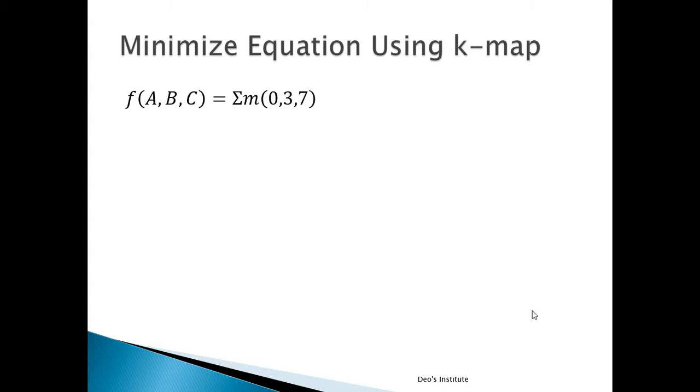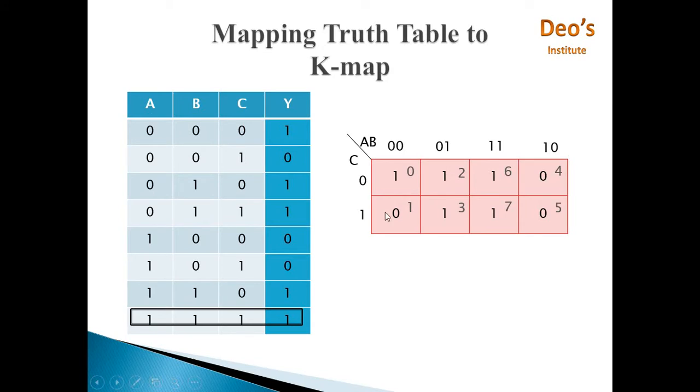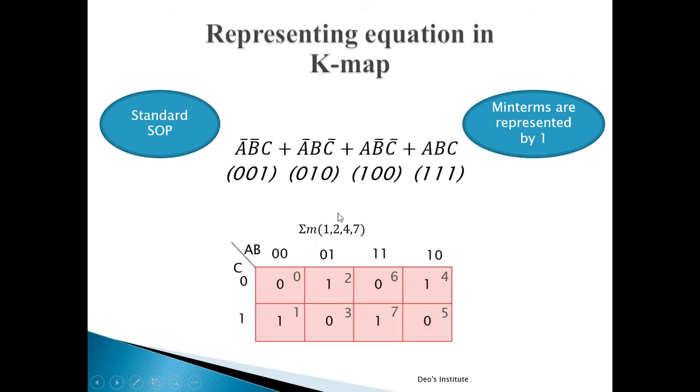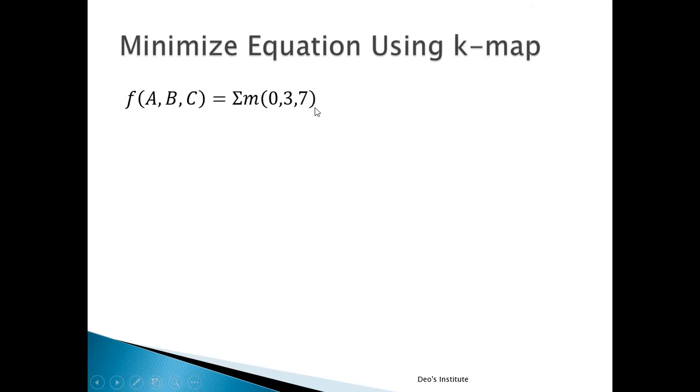Now we'll see how we can minimize the equation. Consider this function of A, B, C, sum of minterms 0, 3, 7. If a truth table is given, we have to map the truth table to the K-map and then proceed with minimization. If an equation is given, we have to map it to minterms and then represent the minterms in a K-map. Here the minterms are given directly, so we have to map these minterms to the K-map.